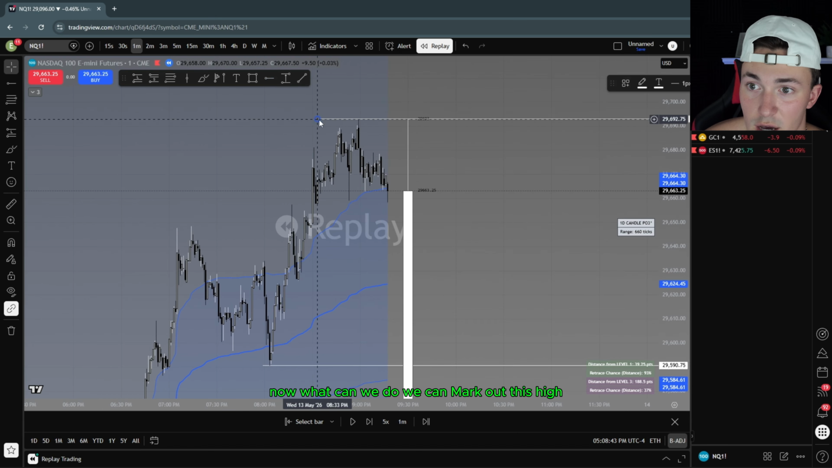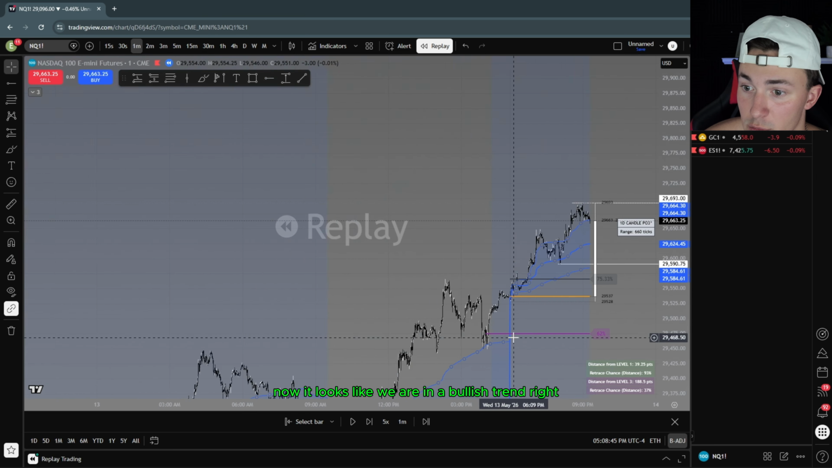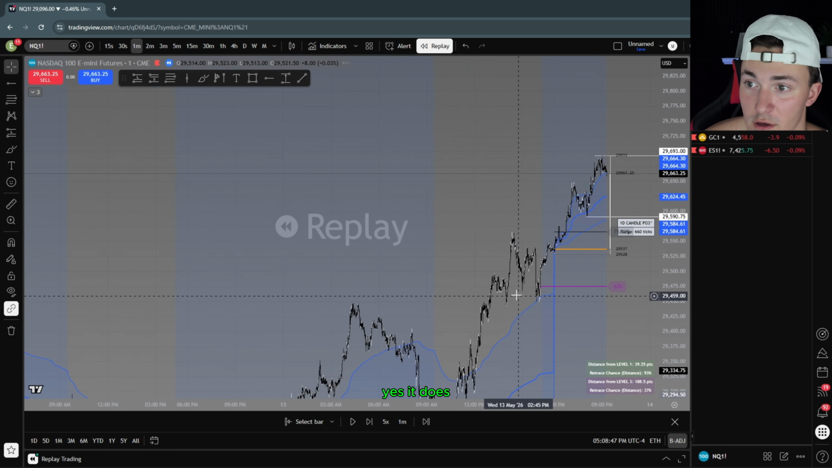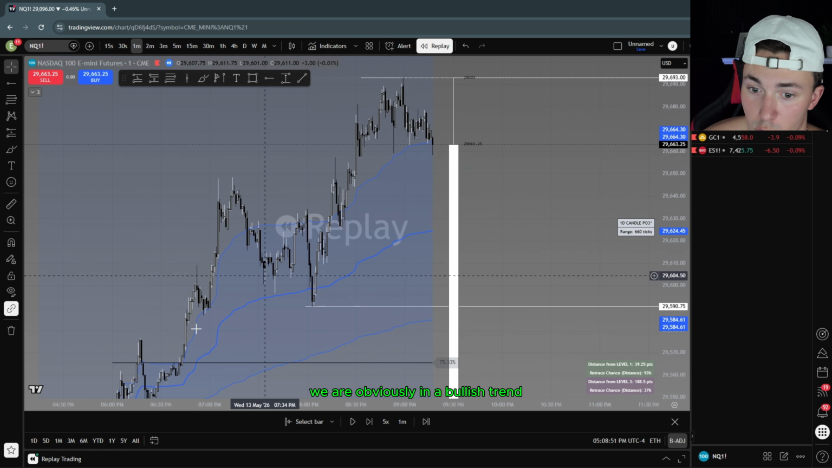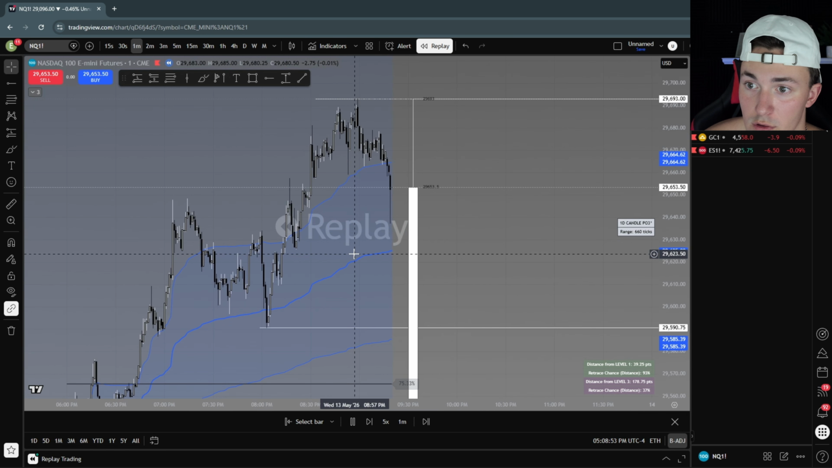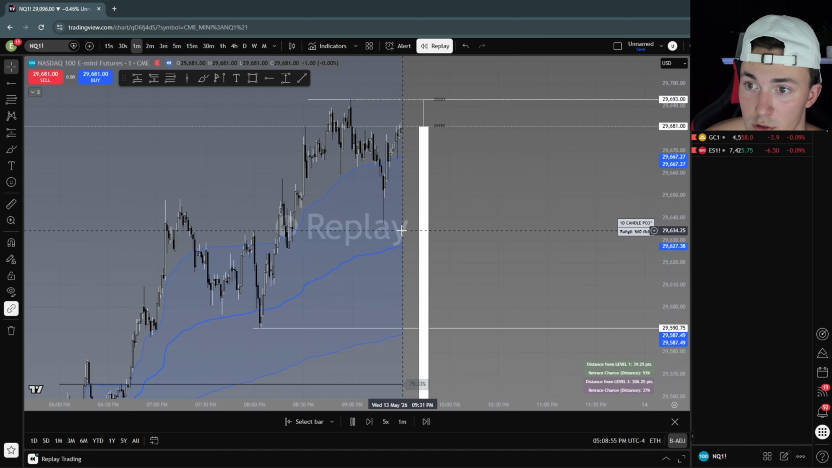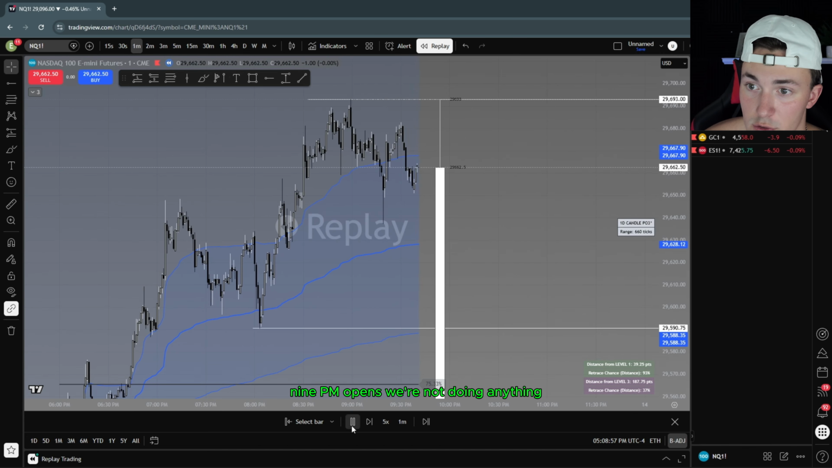We can mark out this high. Now it looks like we're in a bullish trend, right? Yes, it does. But if we play forward, we are obviously in a bullish trend. We play it, boom, 9 p.m. opens. We're not doing anything.